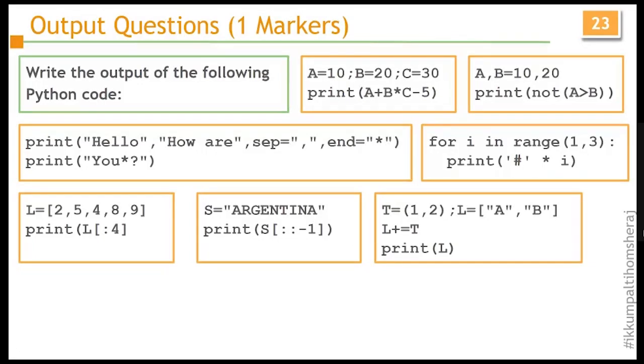Then we can have a question of this kind, where you have a tuple, you have a list, and if you concatenate both of them, you will get the result as a list. Higher data type is list, so it is going to turn into a list containing 1, 2, A, B. So these are all one-marker output questions.